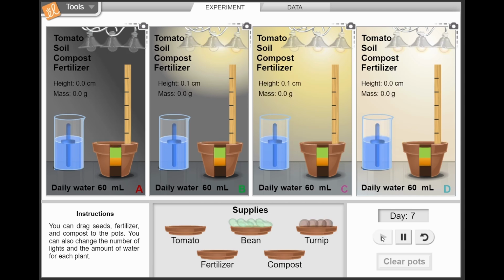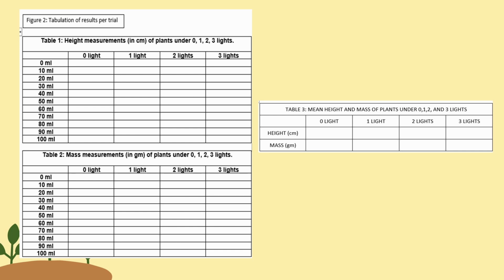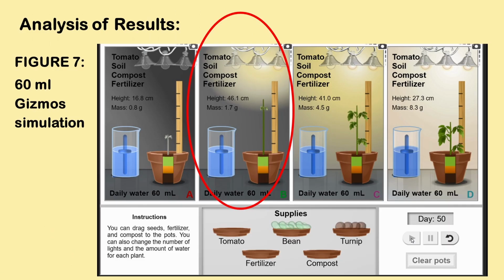The height and mass were recorded after each run of the trials. The results were all tabulated and interpreted. Here are our sample tabulations. After the tedious process of simulation, we now analyze the results.